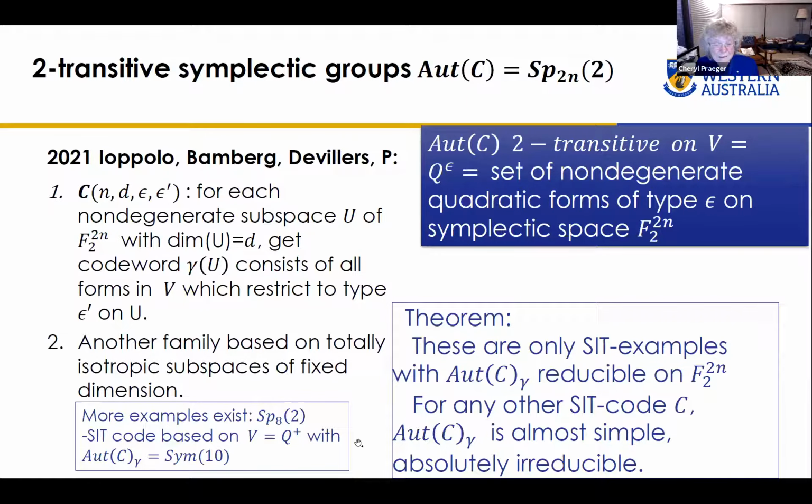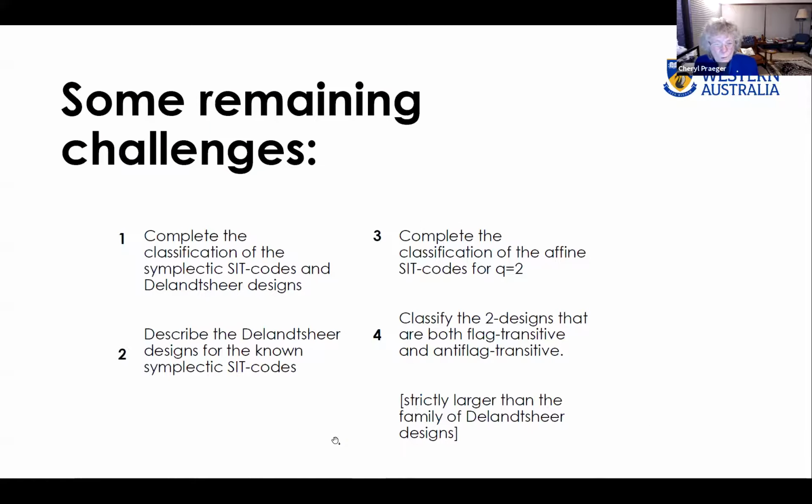We do know that there is at least one because Mark found one inside of Sp(8,2). He found an example of a code, hence the Delandtsheer design, in the action on plus type forms, where the stabilizer of the code word is the symplectic group of size 10, acting here on the deleted permutation module. So there is at least one. If there are any more, they're going to be extremely interesting, and I'd love to know what they are. So that's where we are.